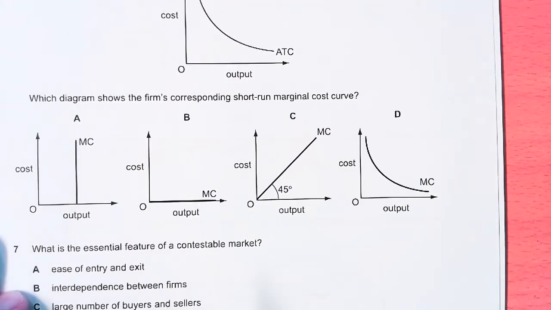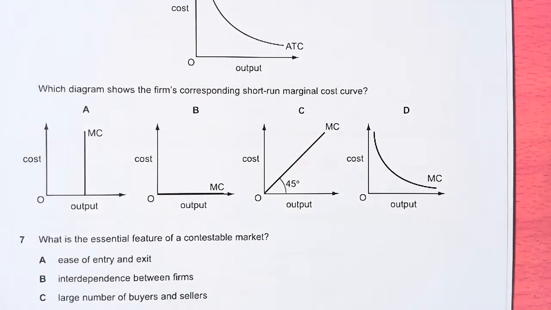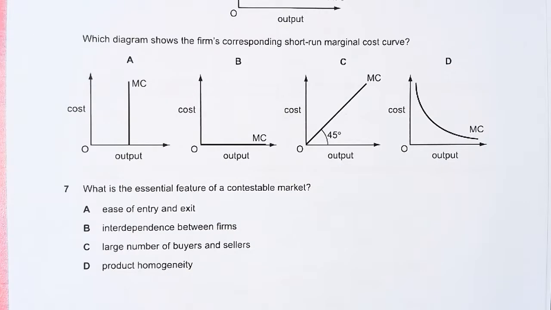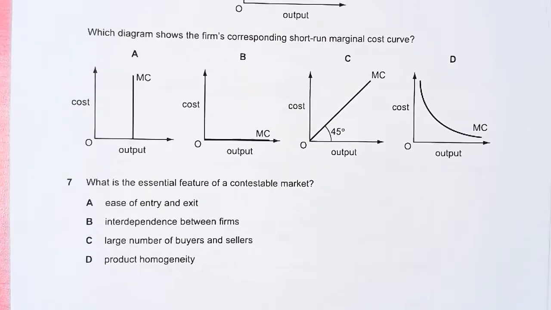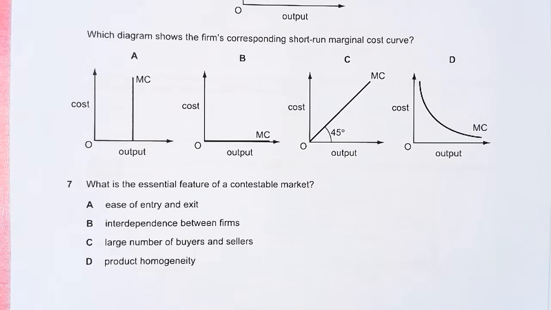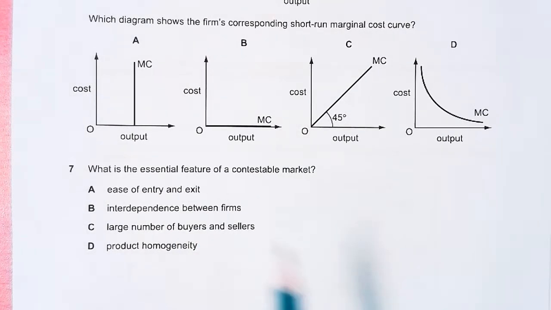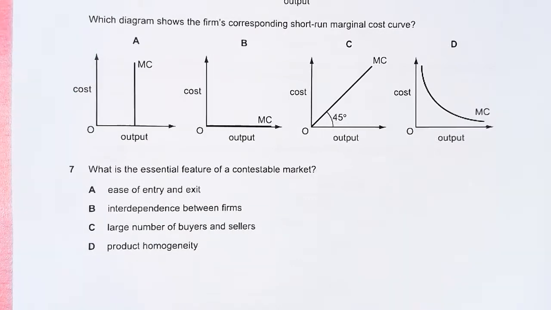Zero marginal costs can happen, for instance, with cinemas, where they've got a short-run marginal cost of 0, because when they take on new customers, going from say 3 or 4 to 5 people in a screening, their increase in costs is negligible. Okay, next one then. What is the essential feature of a contestable market? Very easily we can see the answer straight away. Ease of entry and exit. That's what you need in a contestable market. So yes, the answer there would be A.